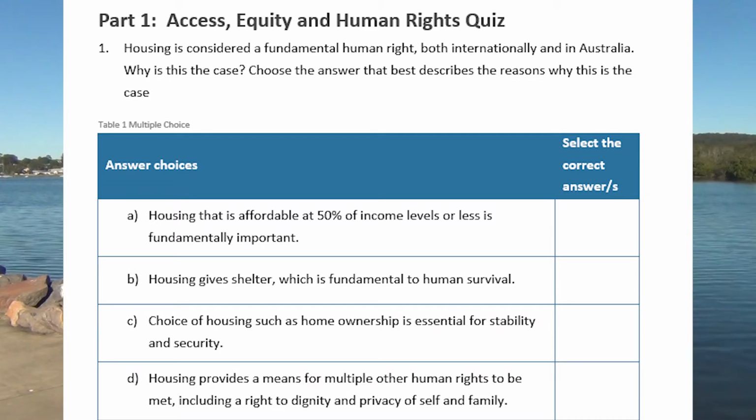I'm just going through this because, look, I'll tell you what the provided answers are. D says housing provides a means for multiple other human rights to be met, including the right to dignity and privacy for self and family. So I guess they're saying, and I think I covered that in my slides, that once you've got secure housing, the whole range of social inclusion and social well-being falls into place. So D is the provided answer, as well as A, that 50% mark is crucial. So not paying more than 50% of your income on housing is important. Just to interpret that first one, I found it worded slightly confusingly in some ways.